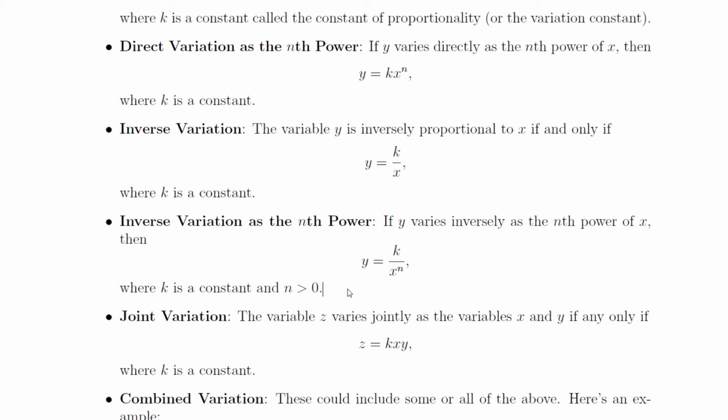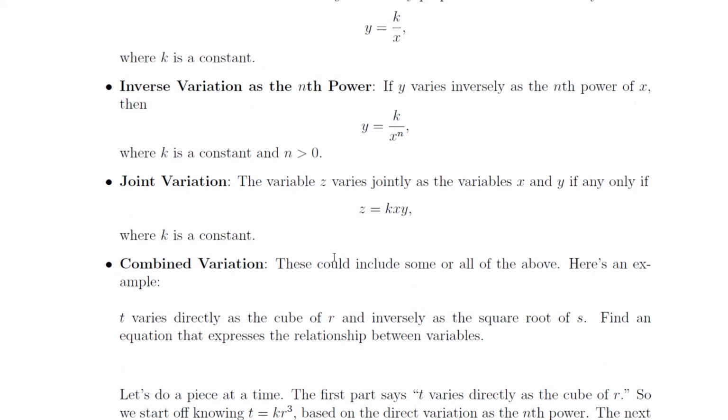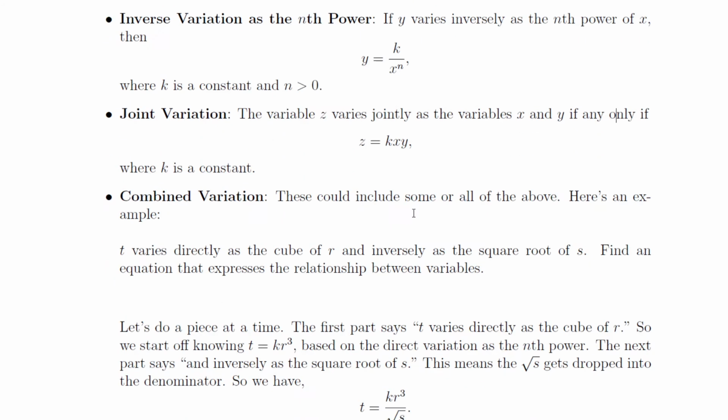Math, you're probably finding this out at this point, is all about specific things. You cannot have just general ideas and how maybe this works like this. It's very, very specific in how it's set up. Joint variation, so you've got multiple variables all working together. So z is equal to k times x times y. And then lastly, we could have combined variation.